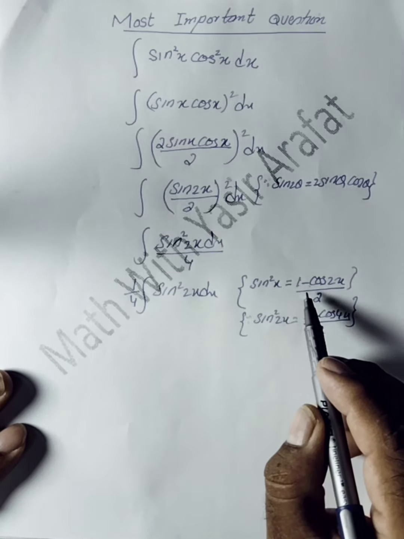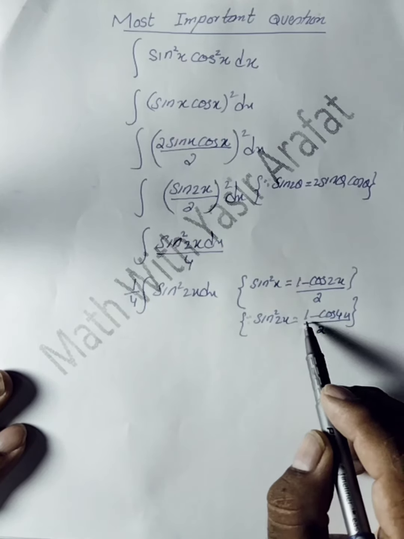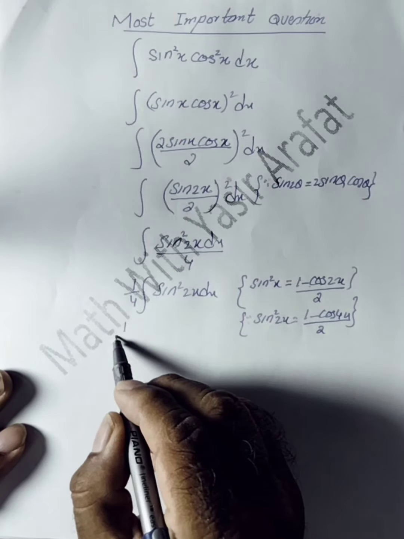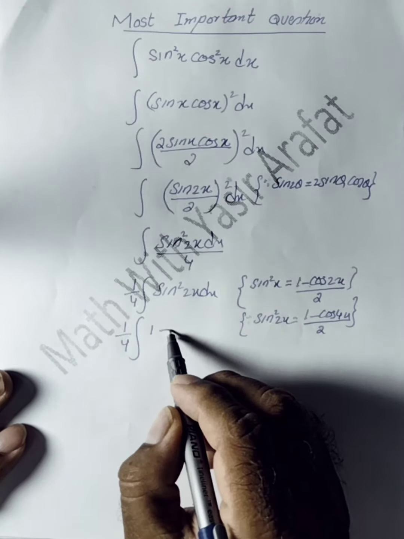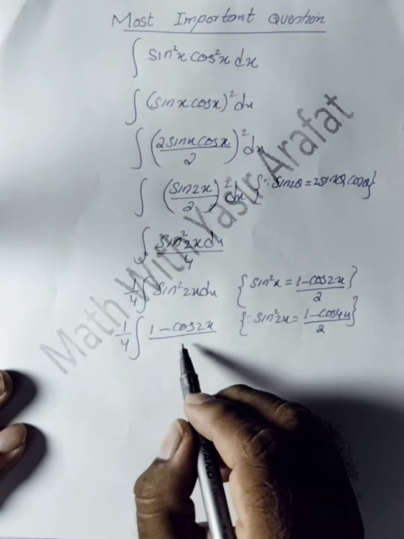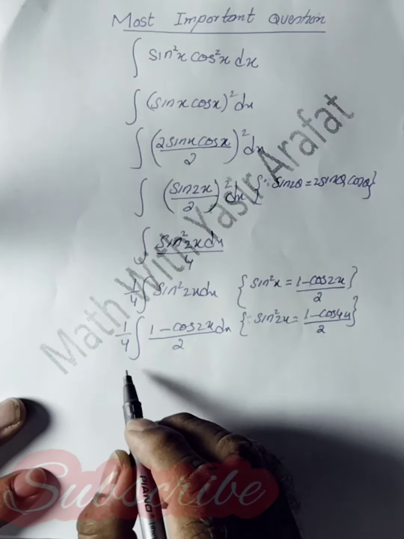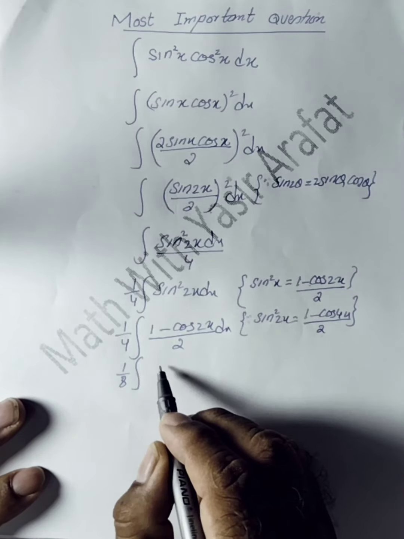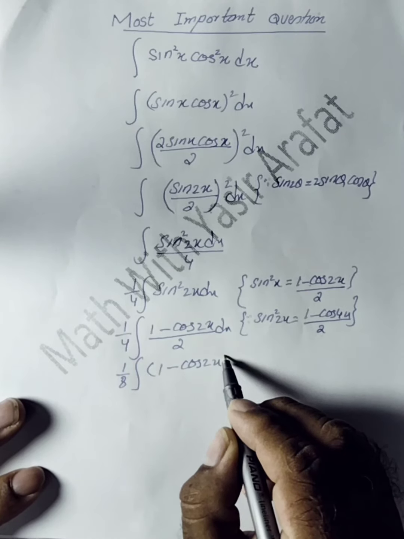Sin square x equals (1 minus cos 2x) upon 2. So therefore sin square 2x will be equal to 1 minus cos of 2 multiplied by 2x, that is 4x, upon 2. So we just put the value here. Now we separate the integration. 4 times 2 is 8, so this is 1 upon 8 of (1 minus cos 4x) dx.